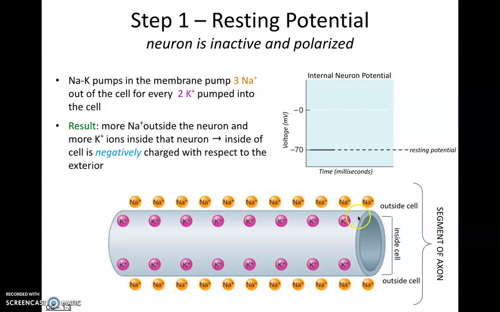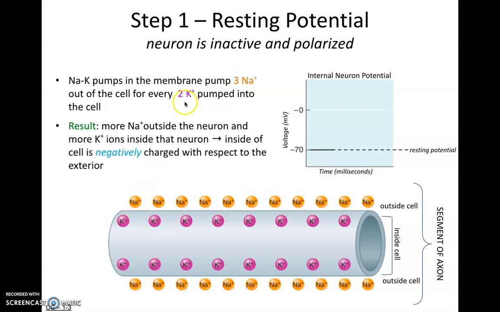And then we have inside of the cell in here. All right. You will see these 2 figures as we move forward through these steps. So jumping back into the process here. It says sodium potassium pumps in the membrane, as we saw in the figure on the last slide. They pump 3 sodium ions out of the cell for every 2 potassium ions that they pump into the cell.